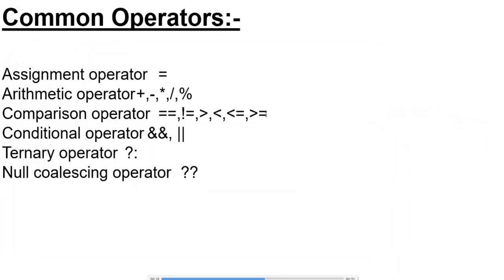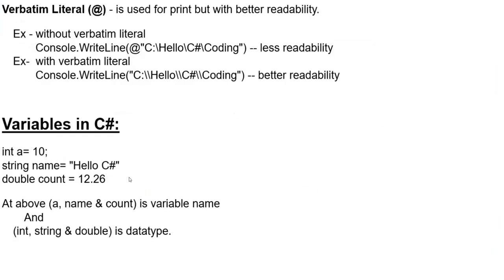Okay, so this is the assignment operator. We have the same in the arithmetic operator. Suppose we want to add, subtract, multiply, divide, or find the percentage, then we will use this. We will look into that in great detail in upcoming videos. After this, we also have the comparison operators, double equals, not equals. Then the conditional operator, the ternary operator. We will look into that in great detail. Now after these operators, there is another one, the verbatim literal.